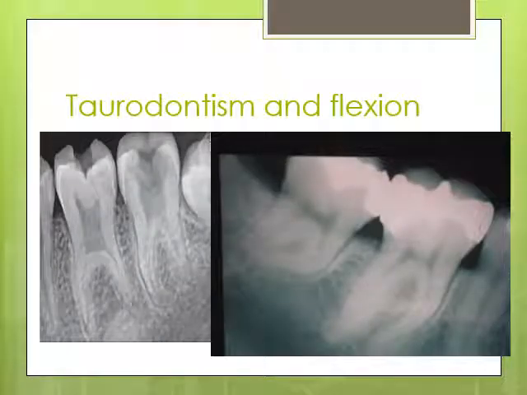Here you can see the taurodontism, in which a large crown is present. In the radiograph you can see there is a large pulp cavity, and there are short roots as compared to the crown. We also see here the flexion, in which there is a sharp bend in the root of the teeth, right?